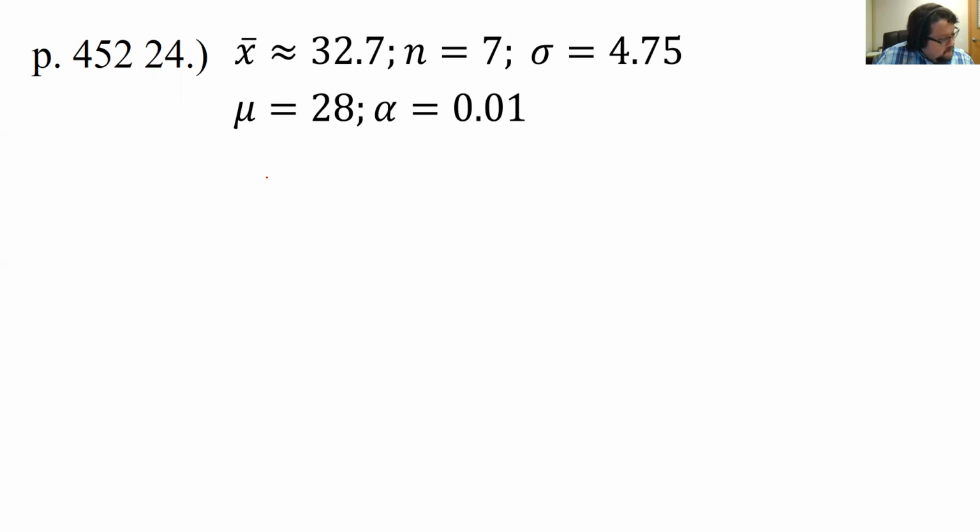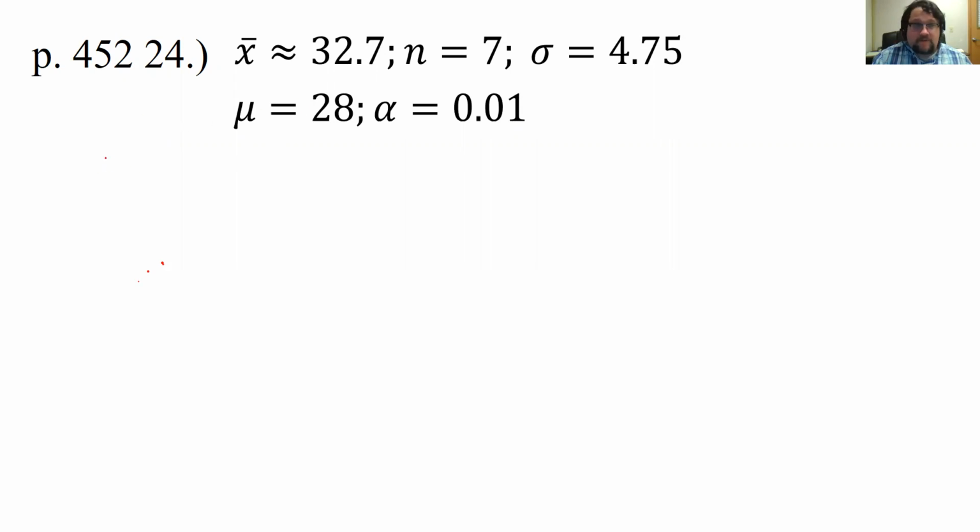Suppose that Roger had these 7 blood samples and we got a mean of 32.7. And we assume that it's normal and has a standard deviation of 4.75. Does the data indicate that the red blood volume is different than the standard mean of 28 milliliters per kilogram? Use a 0.01 level of significance.